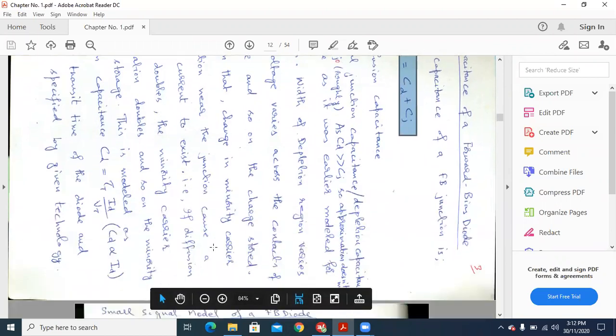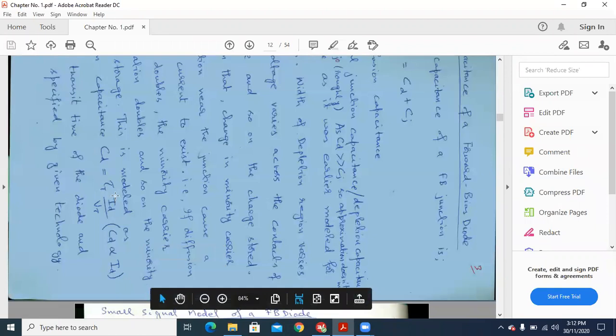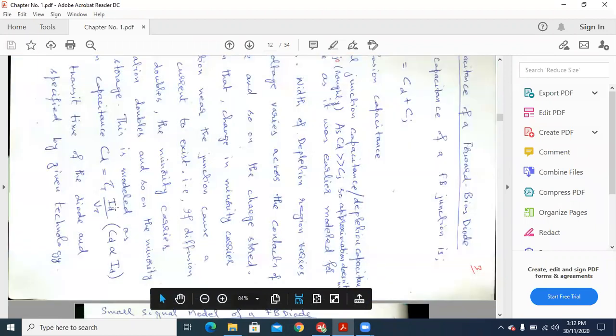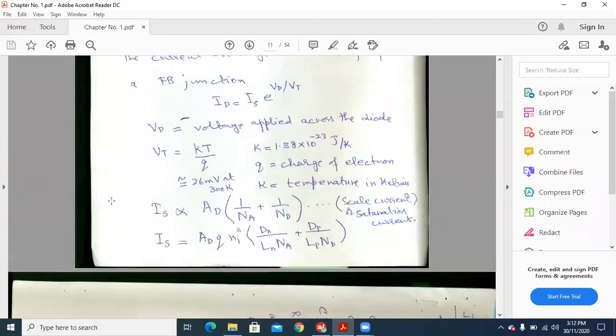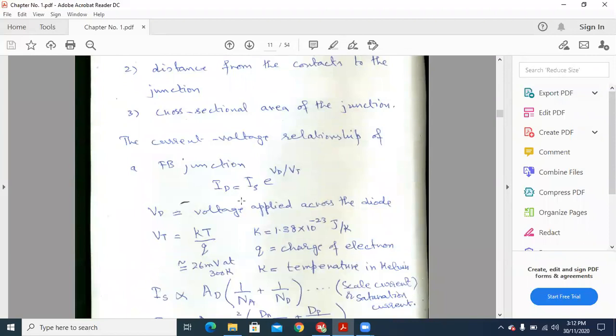And what is the value of CD? So the value of CD is the transit time of the diode times the diffusion current divided by the VT. And we see that the diffusion capacitance is directly proportional to the diffusion current, and that value of diffusion current is in fact given by this relationship. So this is ID is equal to IS e to the power VD by VT.